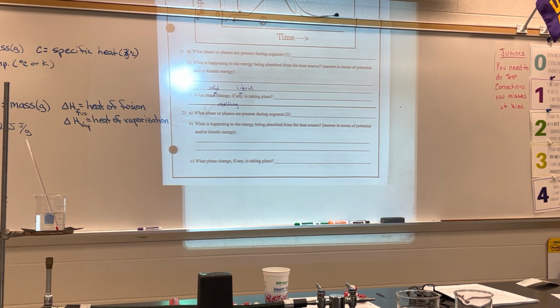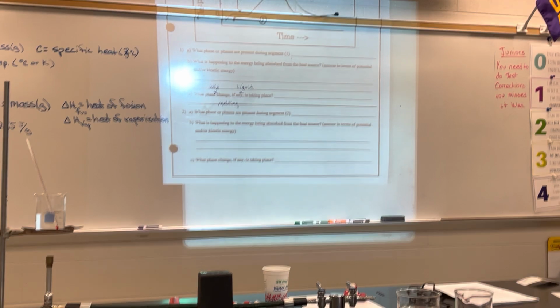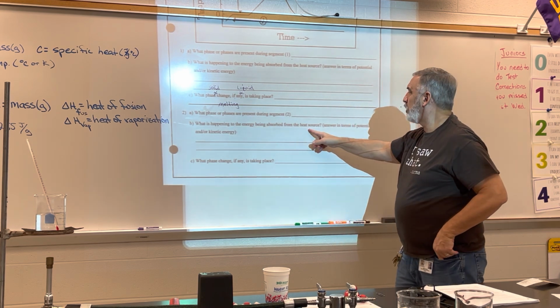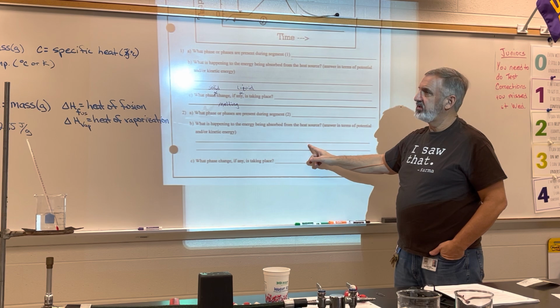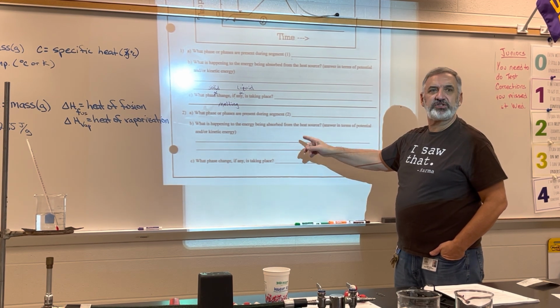Now, most of the time, we do not have a perfectly insulated cup, and heat from the surroundings is working its way in, and so eventually all the ice melts. But if it was perfectly insulated, that ice and the water would just both be able to coexist at 0 degrees. Okay? What's happening to the energy being absorbed from the heat source? Potential or kinetic? Kinetic. What does kinetic measure? Kinetic measures changes in temperature.